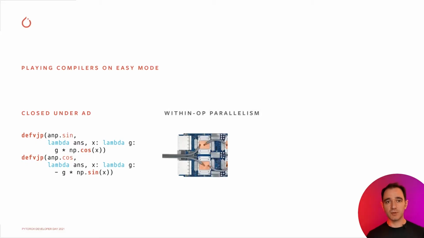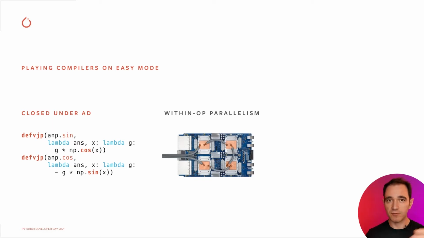Secondly, NumPy exposes a lot of within-op parallelism. So individual ops have loops inside them, both maps and reductions and other loops, and you can write CUDA kernels that exploit that parallelism, and that's of course exactly what PyTorch is. One way to look at it is as a GPU-backed NumPy.